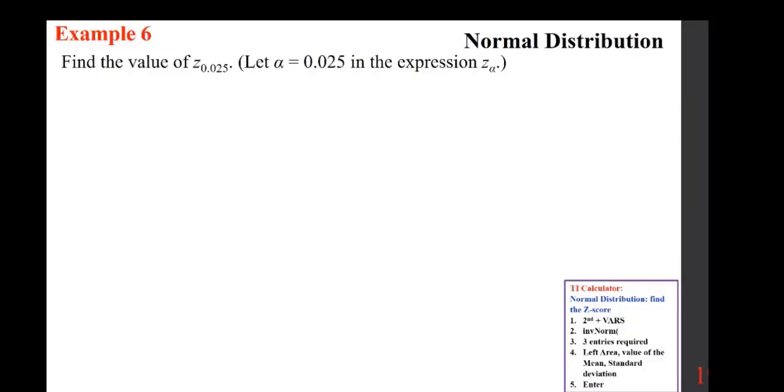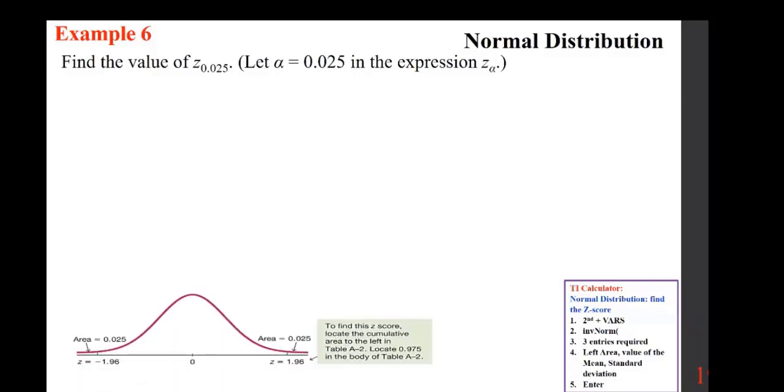Find the value of z sub 0.025. This is a notation where the subscript is known as alpha. That's the alpha in the expression. So first, I want to explain the meaning of that. Okay, so you're looking at this concept. The area to the right is 0.025. That's the meaning of this notation if it's given in this format.